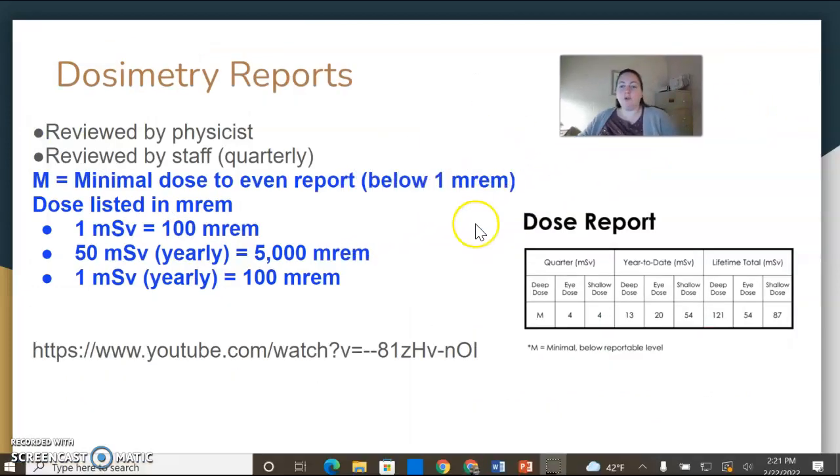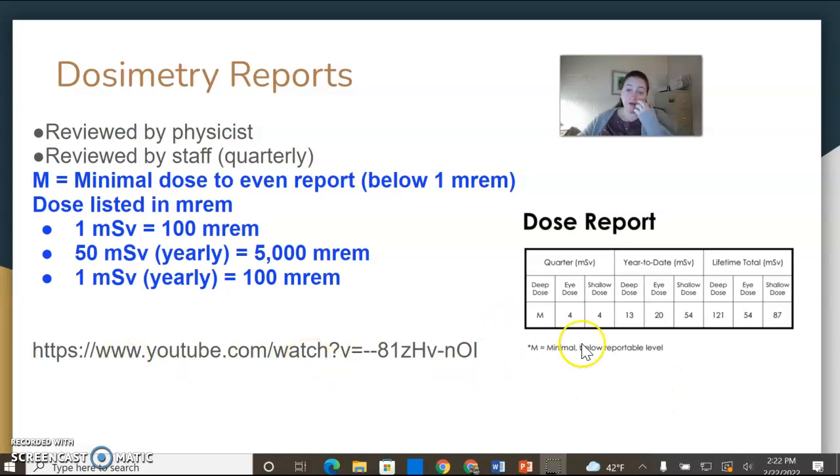Dosimetry reports. So you've probably seen your dosimetry report as a student, or you signed off on it. It has to be reviewed by a physicist and then reviewed by staff quarterly. Letter M means minimal dose to even report, so below 1 millirem. Dose is most often listed in millirem. I know this one that I chose, the picture of it says millisieverts, but most of them are still in millirem, so I don't want you to worry about your numbers. If you are supposed to get 1 millisievert a year, that's actually worth 100 millirem, is how it's converted. So me as a technologist, I can get 50 yearly on my dose report. If it's in millirem, that would be that, okay? So don't worry about that.